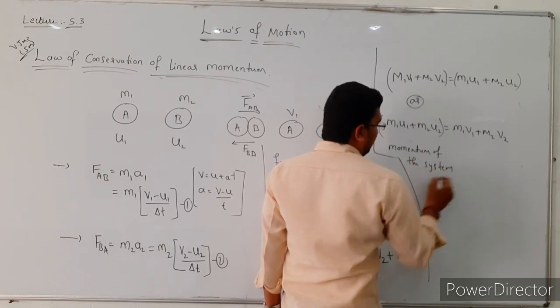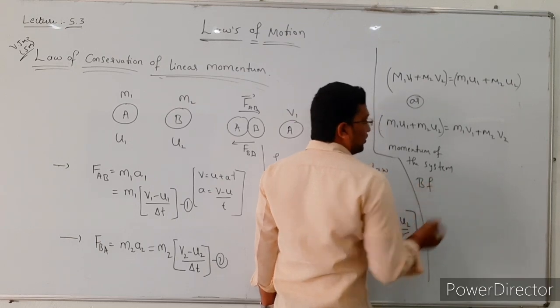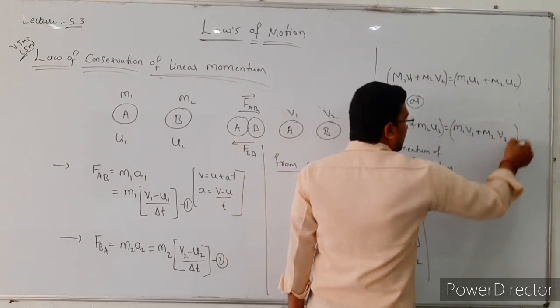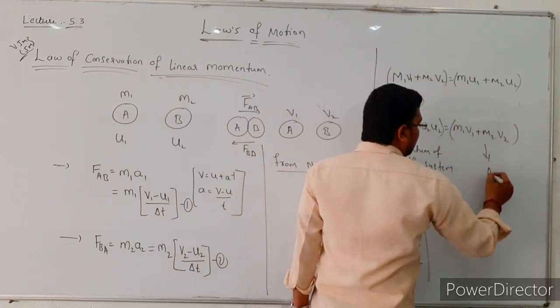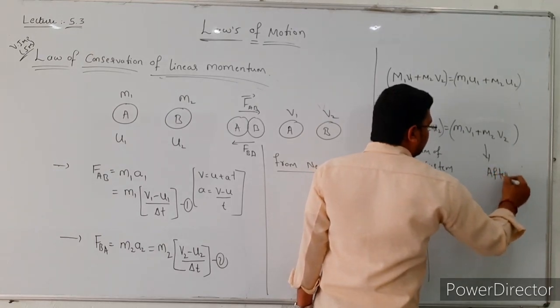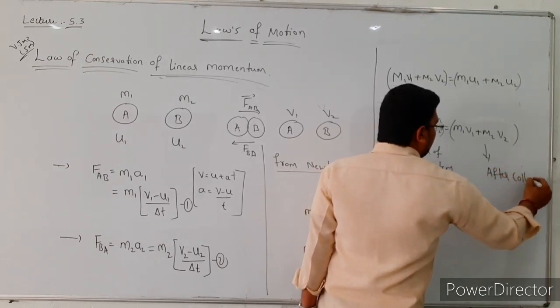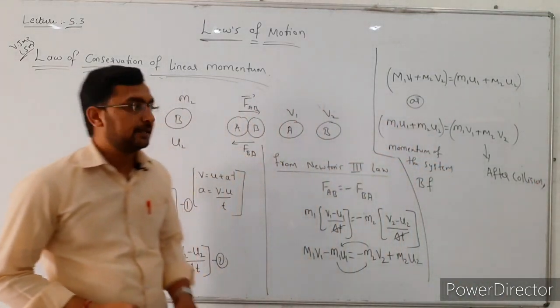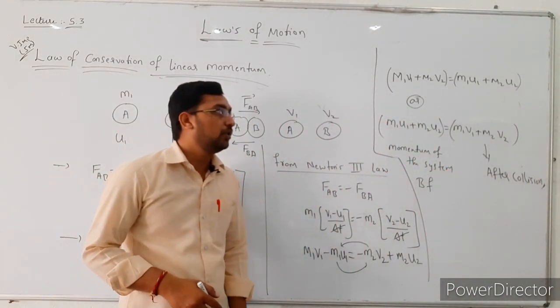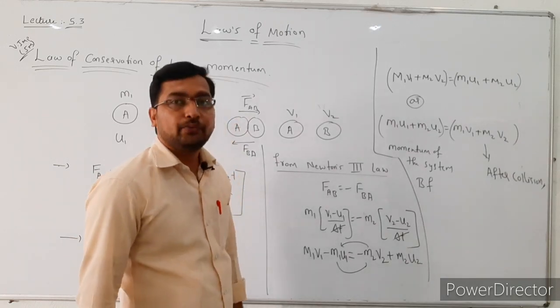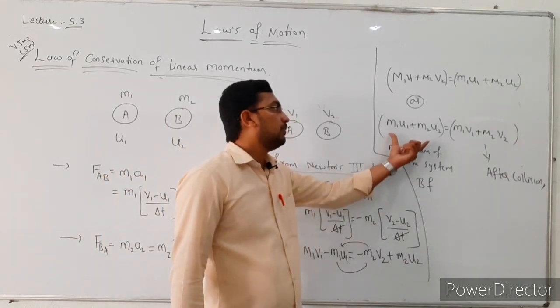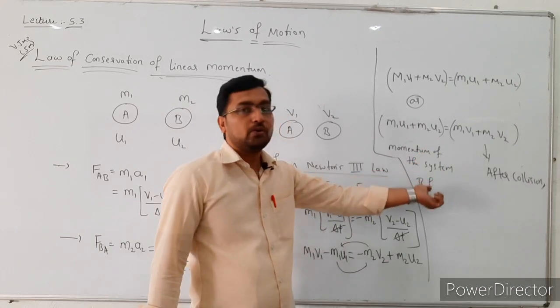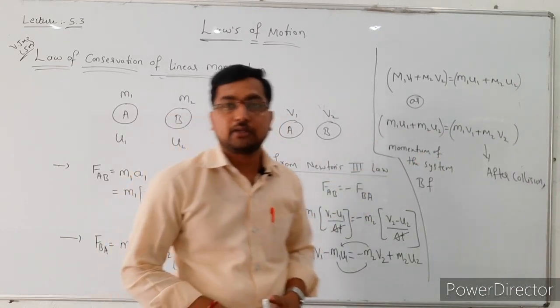Momentum of the system before collision. So this is the momentum of the system after collision. This is the proof of the statement that m1 u1 plus m2 u2 is equal to m1 v1 plus m2 v2. So the total momentum before collision is equal to the total momentum after collision.